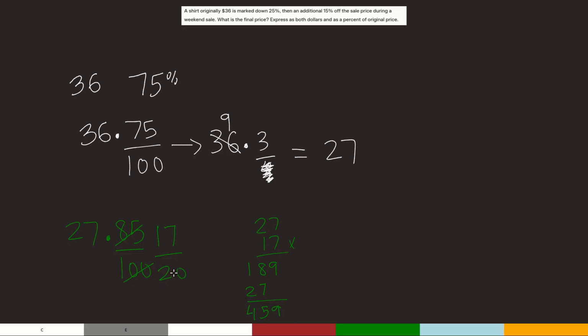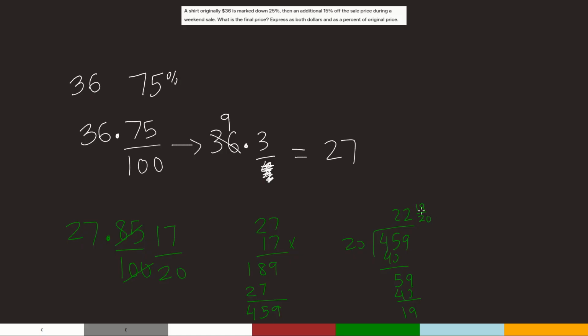Let's divide by 20. Twenty goes into 45 twice. 59. 20 goes into 59 twice again. 40, 19. So it's $22.19 for 20 cents.